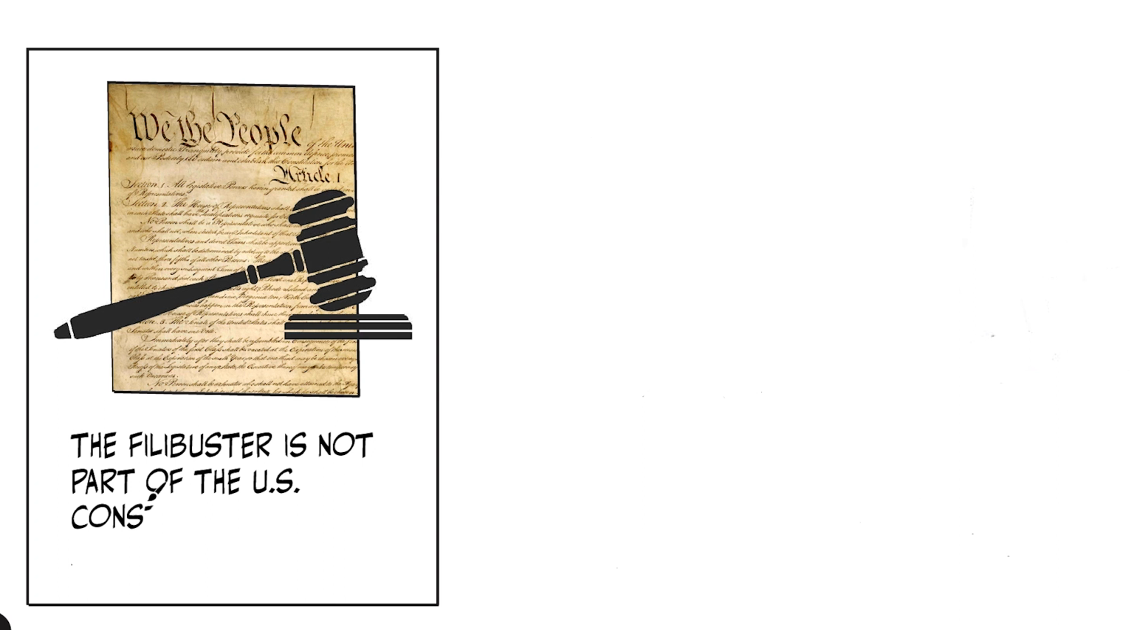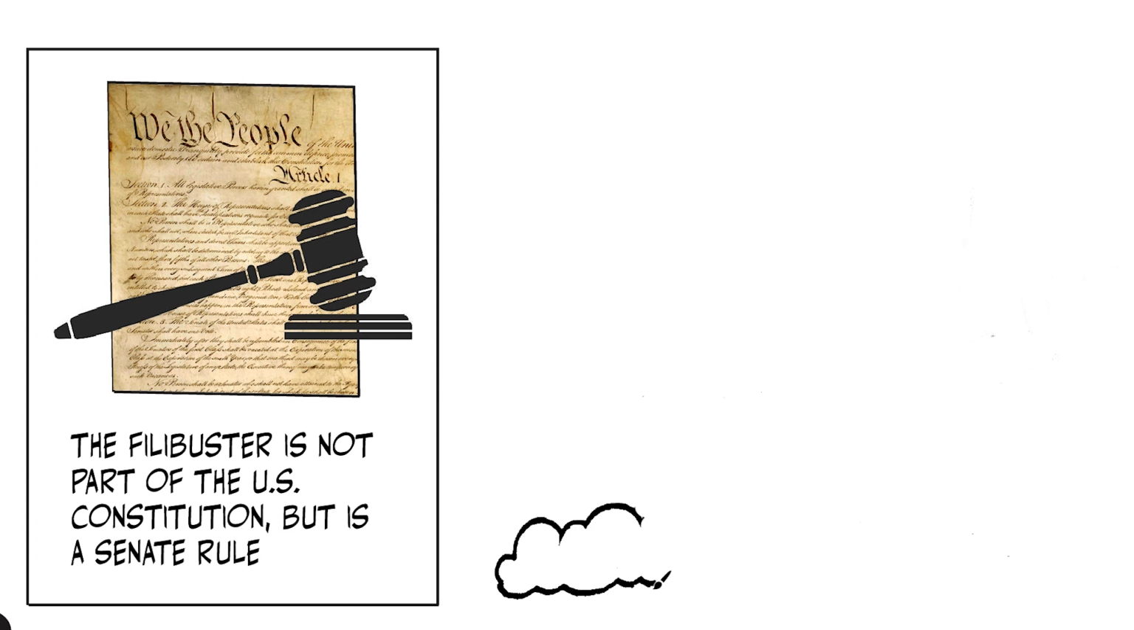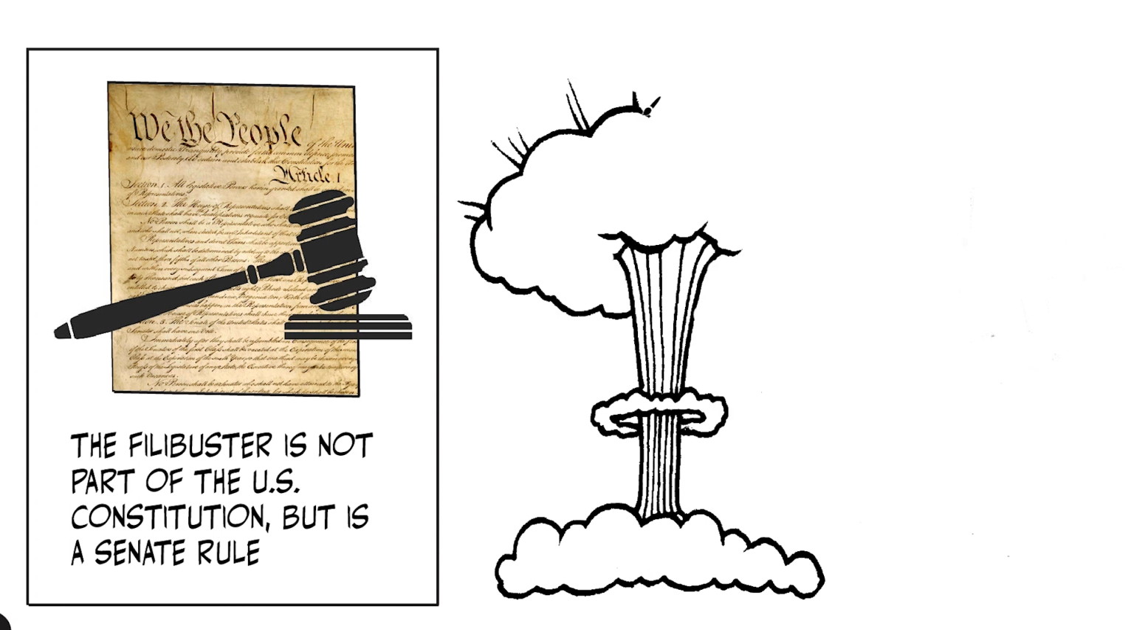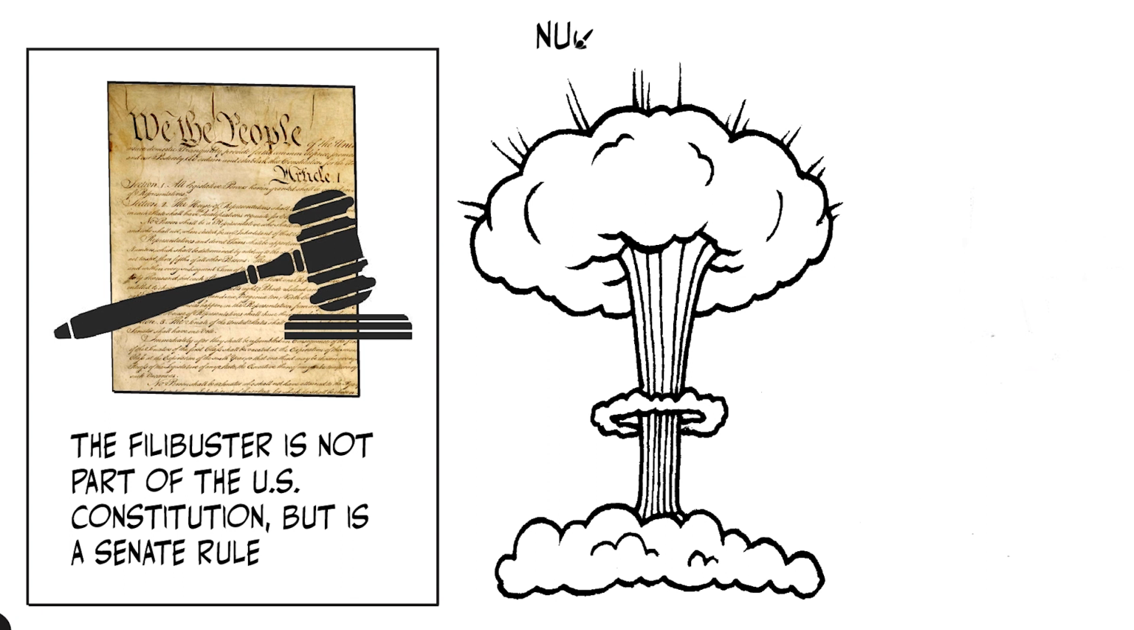Since the filibuster is not part of the U.S. Constitution but is a Senate tradition, its rules can and have been changed. One method is called the nuclear option, which basically means to destroy or nuke a filibuster rule out of existence.